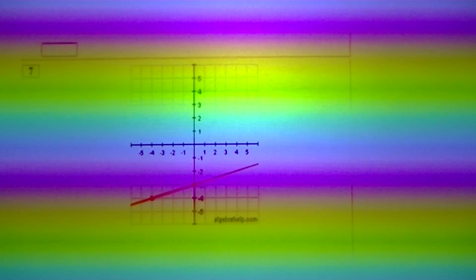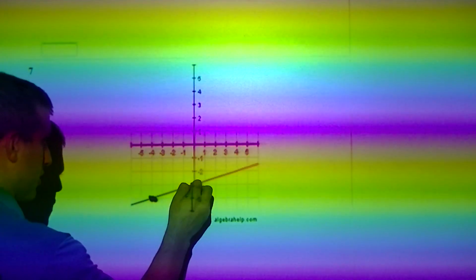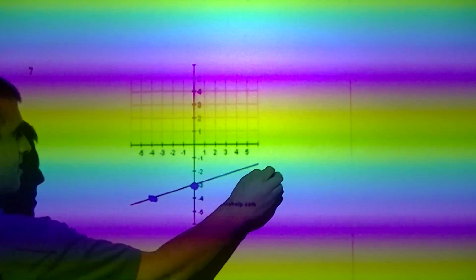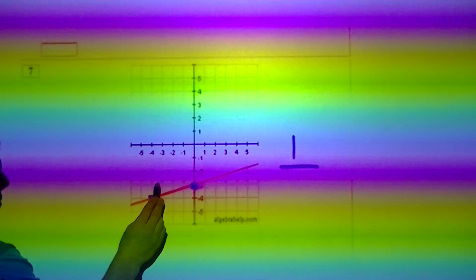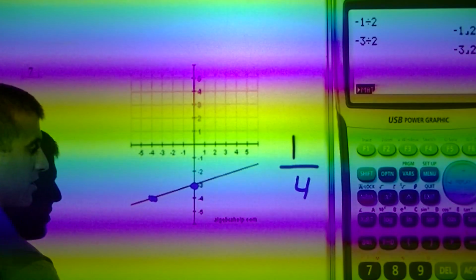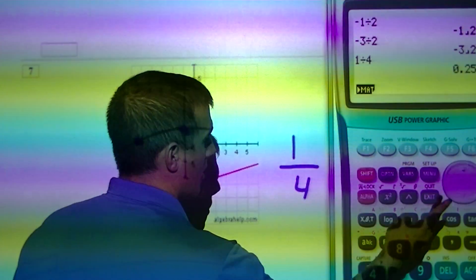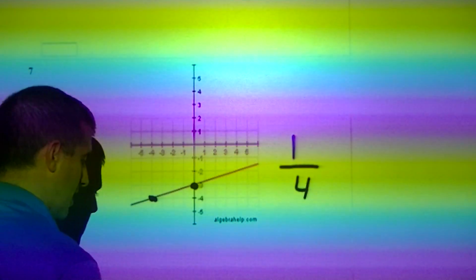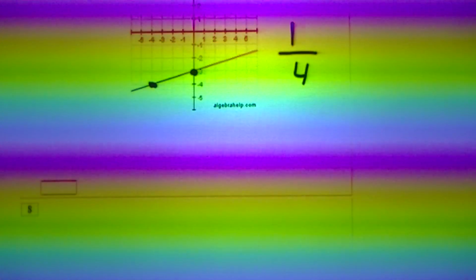Once again, I'm going to start from this point here and go to this point. So here I'm going up 1. So I'm over here now. I'm counting the spaces. 1, 2, 3, 4. I'm going to check that, to see if that gets any smaller. 1 divided by 4. Fraction decimal. Nope. Stays 1/4. Let's go to the next one.